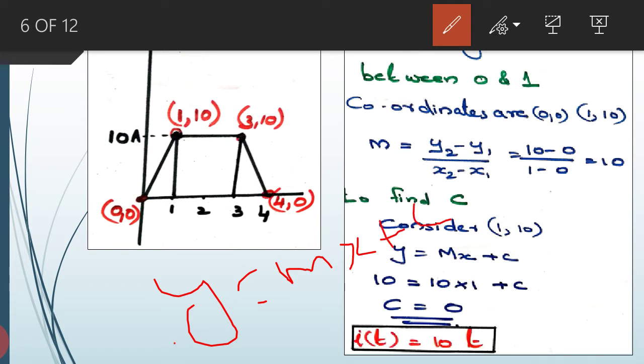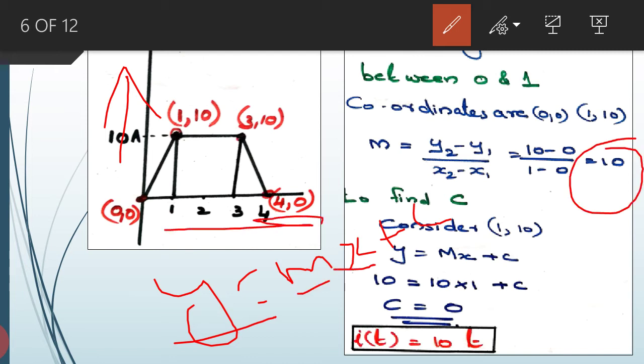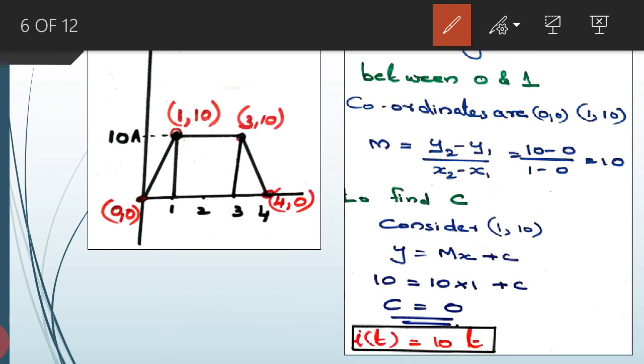So we have y equal to i(t), the y axis component. m is already given as 10. Then x is t, the x axis component. Then c is equal to 0. So we have obtained the equation.